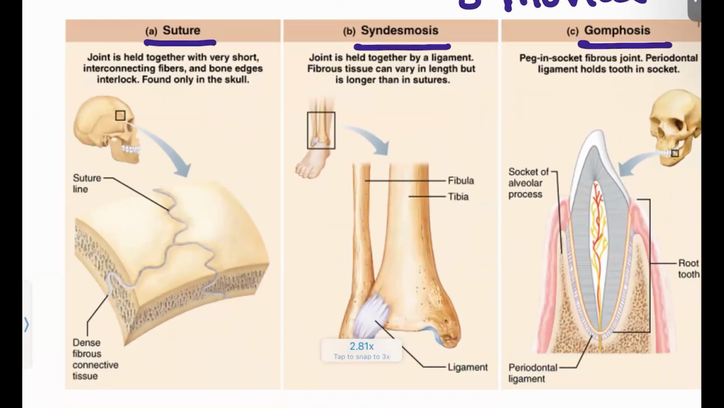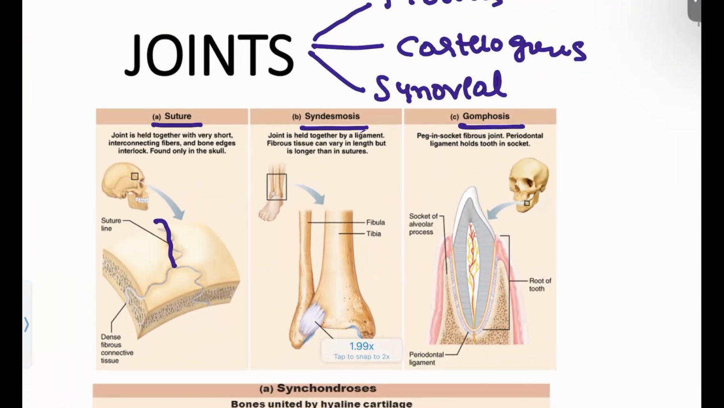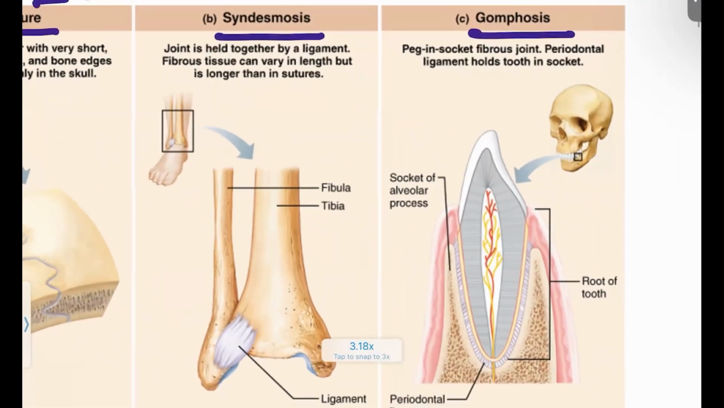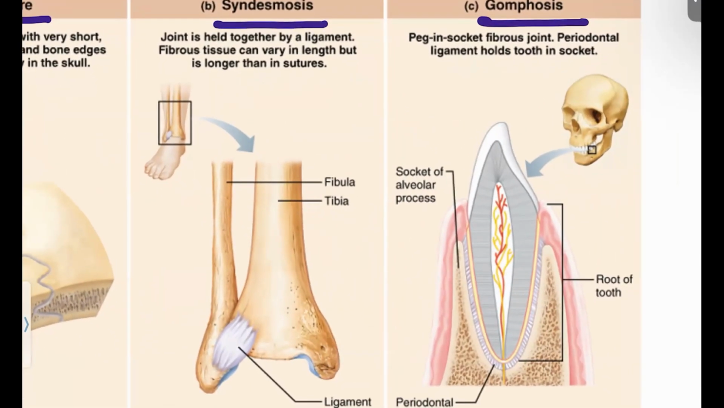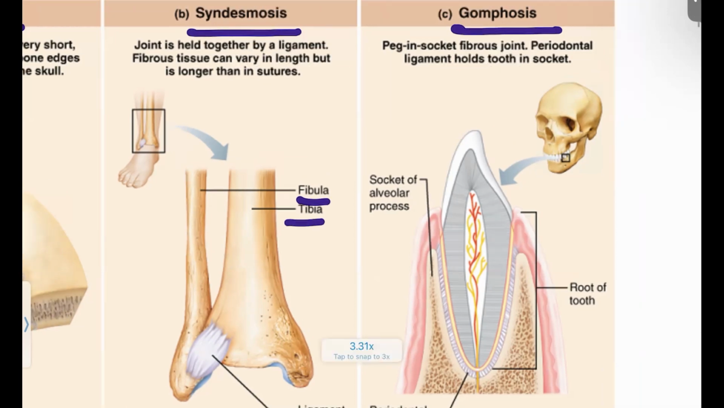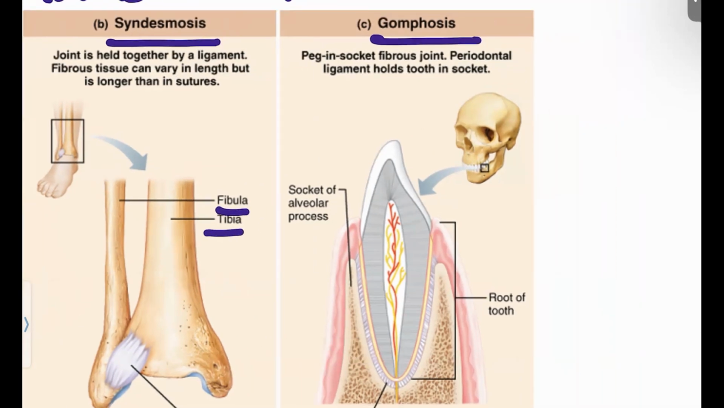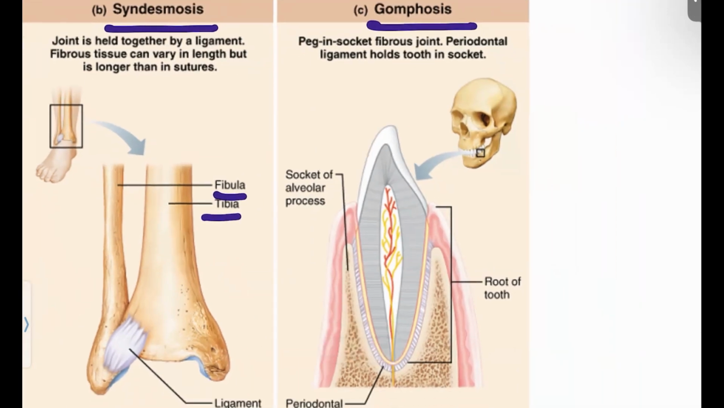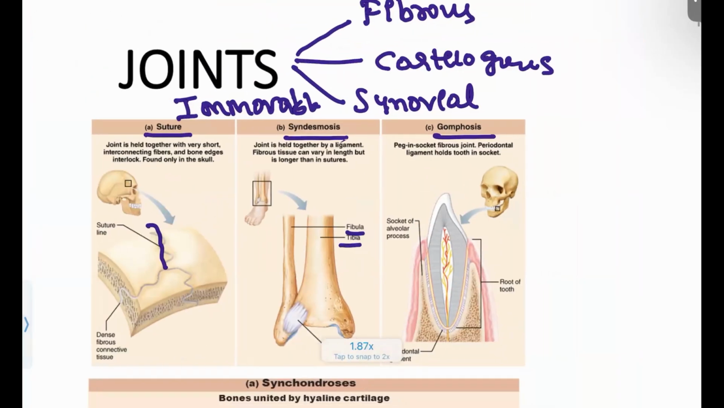Sutures, we all know, such as the coronal suture, parietal suture, all the sutures on our skull, are fibrous joints only. Why are these known as fibrous joints? Because they are immovable. We cannot move these joints. Next one is syndesmosis, which is the tibiofibular ligament, and the same with the radio-ulnar joint, which is a syndesmosis. And the third type is gomphosis. This is like the tooth in the socket. These three are your fibrous joints.